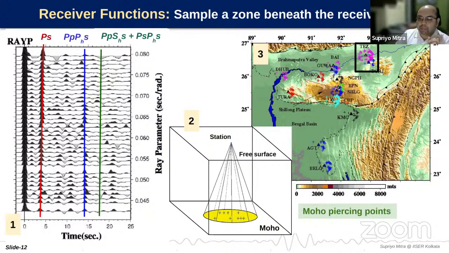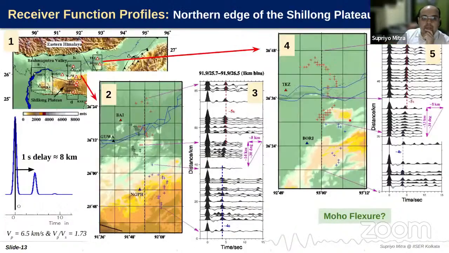So again, this map here, I'll zoom into this map, which is in 3, and I look at the northern edge of the Shillong Plateau and the southern edge of the Shillong Plateau to see how the structure varies. So here again, in 1 is the map. There are 2 boxes that I've drawn here, B and C, which is what I'm going to talk about. This box B is across the northern edge of the central Shillong Plateau. And what you see are 3 stations, Baihata, Guwahati, and Nongpo, and the pluses are the piercing points for each of these stations.